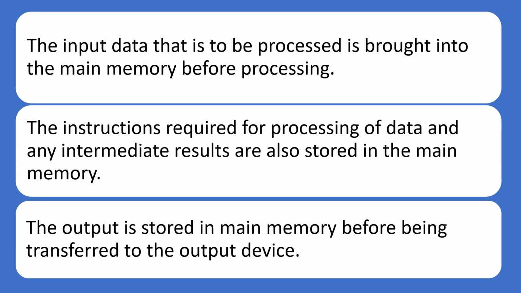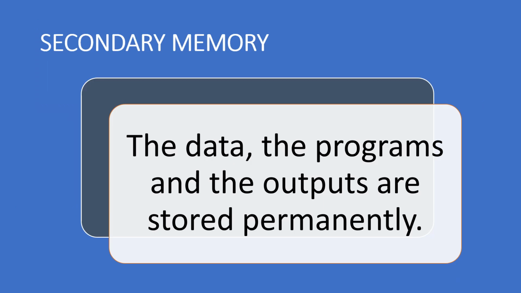The input data that is to be processed is brought into the main memory before processing. The instructions required for processing of data and any intermediate results are also stored in the main memory. The output is stored in main memory before being transferred to the output device.